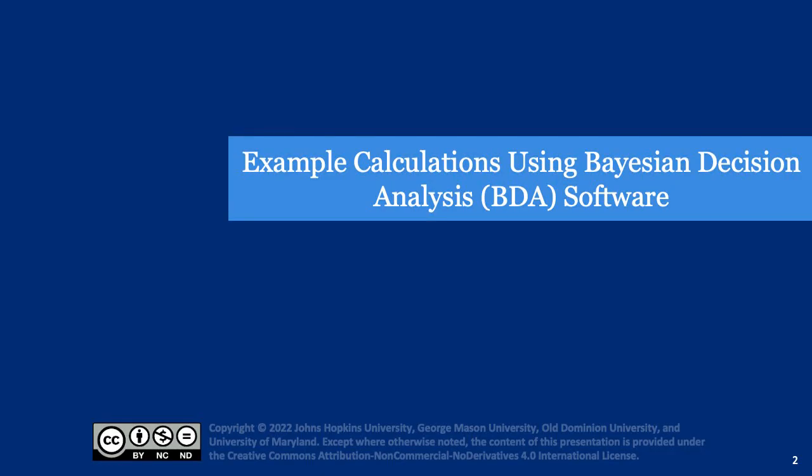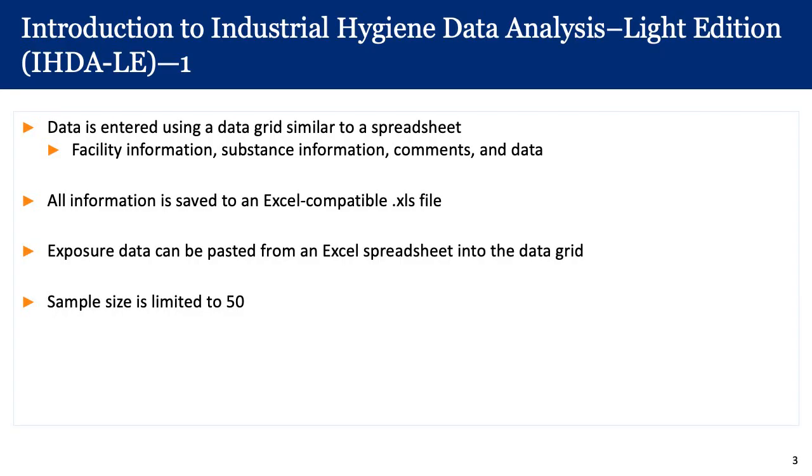In this next section, I'm going to go over some examples using the Bayesian decision analysis software. So in a separate section, I'll introduce the use of the Bayesian decision analysis software. It is called IHDA, Industrial Hygiene Data Analysis, and LE stands for Light Edition. It is a free piece of software, and I'll talk about it more in a different section.